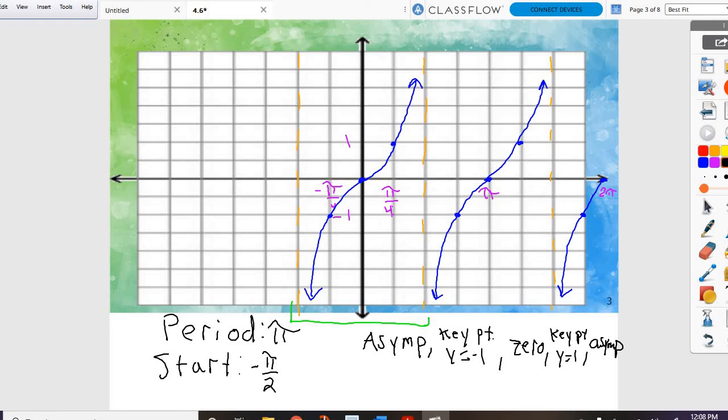Yeah, we're all kind of okay with that. So our -1 and our 1 are going to act kind of like our maximums and mins did for our sines and cosines. We just can't call them maxes and mins because they're not.